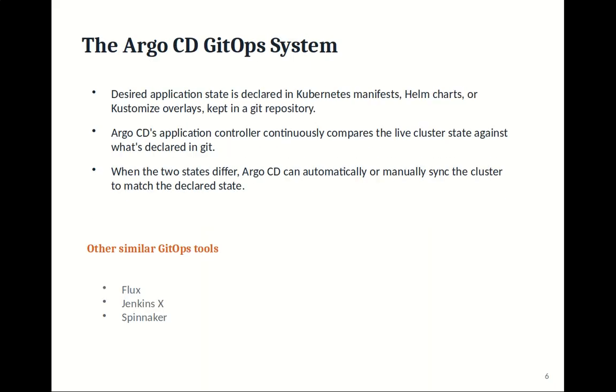The ArgoCD GitOps system. Desired application state is declared in Kubernetes manifests, Helm charts, or Kustomize overlays kept in a Git repository. ArgoCD's application controller continuously compares the live cluster state against what's declared in Git. When the two states differ, ArgoCD can automatically or manually sync the cluster to match the declared state. Other simpler GitOps tools: Flux, Jenkins X, Spinnaker.